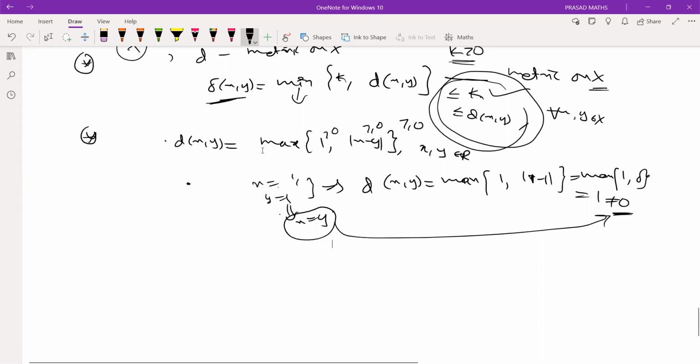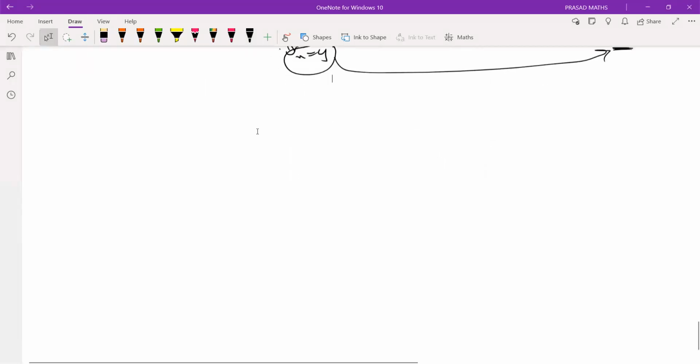Okay, example, I'm generating the example with only one example. Right? So therefore, this is not a metric.